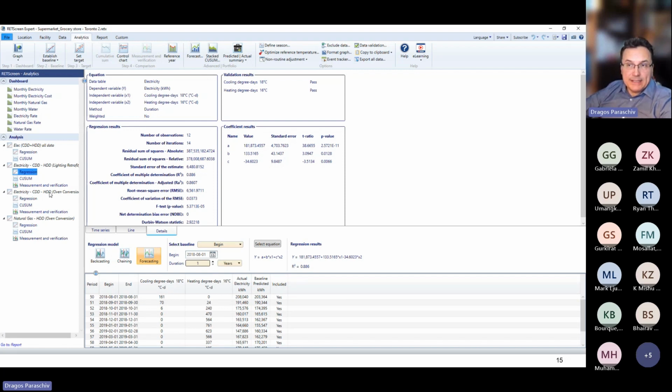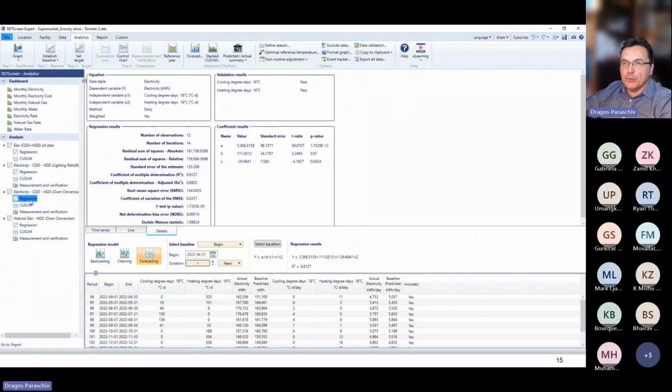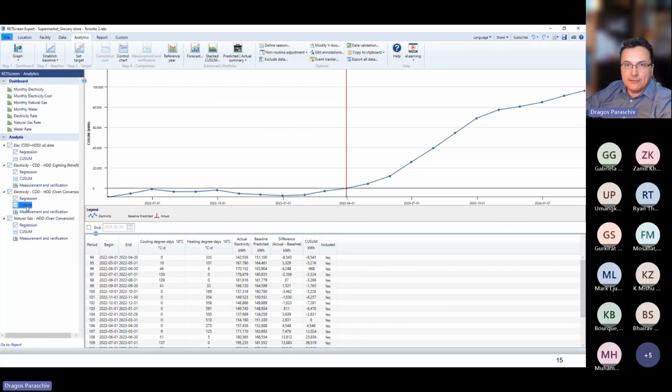The second event that we wanted to identify was the oven conversion in a more recent period of time. So again, we develop a regression analysis that starts 1 year prior to the conversion, the cooking equipment conversion project. We again see a reasonably good correlation, 0.9 R-square value. So this correlation is higher than the 0.7, which is kind of what the industry is accepting. And with this, using that reference, the baseline, we can now define the cumulative sum.